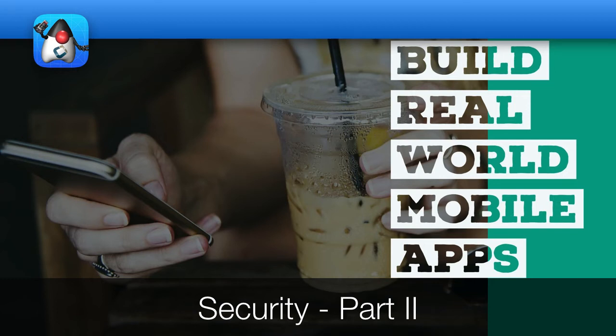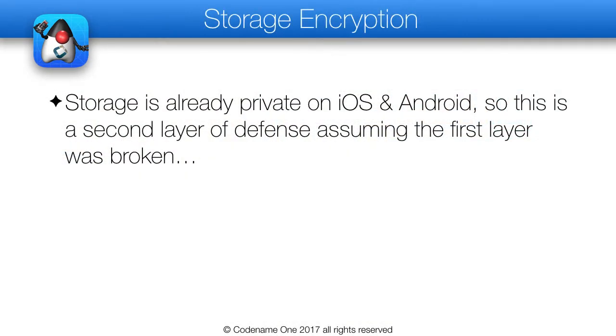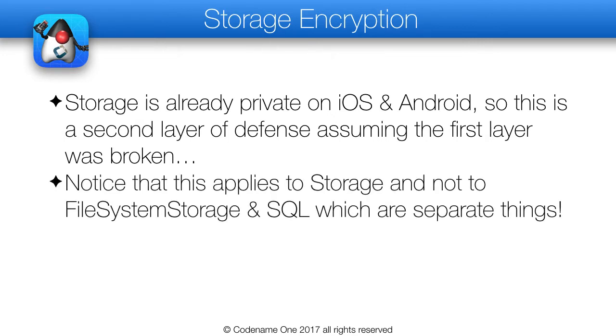In the second part, we'll cover some of the other big ticket items in security. We'll start with storage encryption, which allows us to encrypt the storage data. Notice that storage isn't accessible by default and is isolated. However, if a hacker gets physical access to the device or can get through an OS exploit, this might be an important second line of defense.